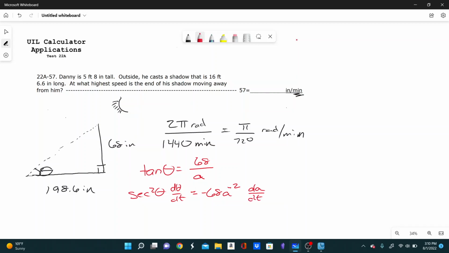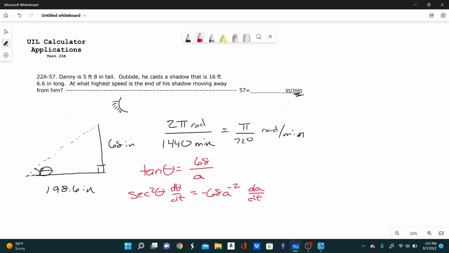If this is unfamiliar to you, I'd recommend brushing up on power rule, chain rule, and implicit differentiation. That's the kind of stuff we're doing here, but I won't cover that right now. So we have this equation here. Secant squared is the derivative of tangent. So secant squared theta times d theta dt equals negative 68 a to the minus 2 times dA over dt.